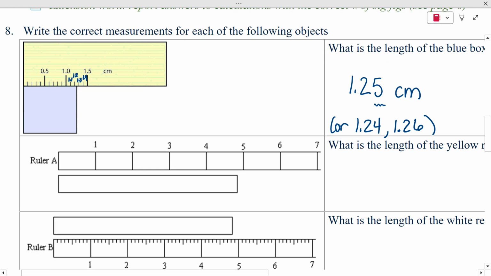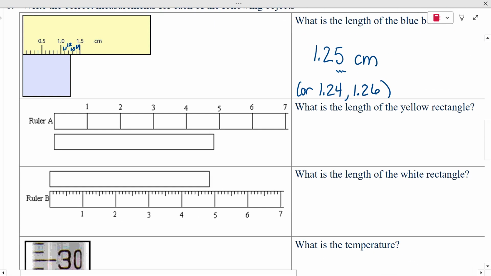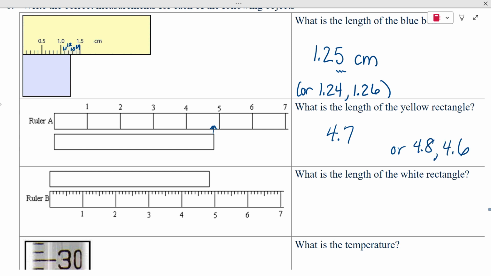All right, the yellow rectangle. Oh, it's not yellow in this picture, but pretend this is yellow. Okay, so your rectangle, I know it's somewhere between 4 and 5. And I have to guess where exactly though. So I'm going to write 4.7. Or maybe you wrote 4.8, or maybe you wrote 4.6. But the idea is we're guessing on this last digit. We don't know about the 7, it's a guess.